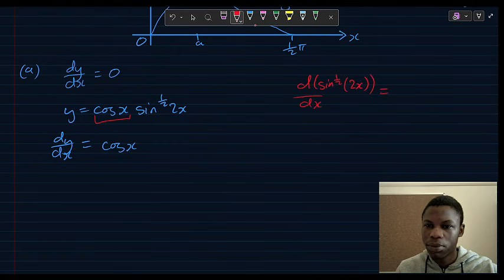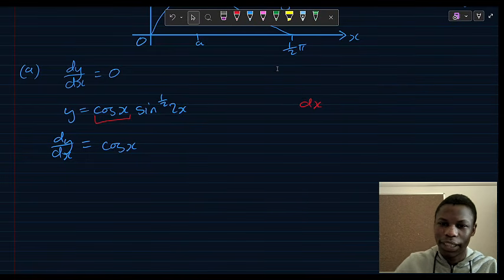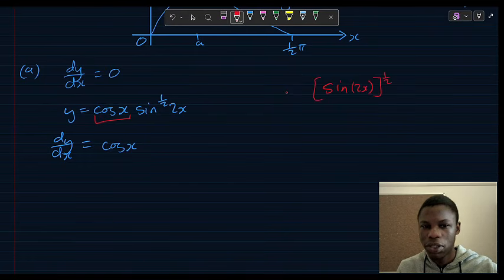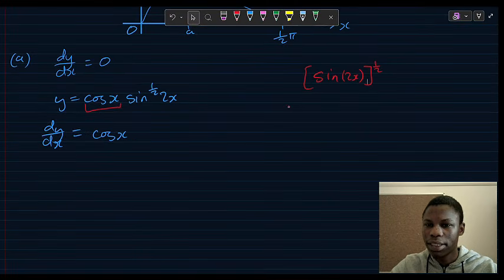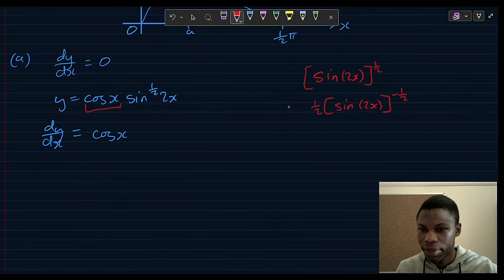So start with the outer function. Let's ignore the notation, actually. It makes things a lot more complicated. We've got sine of 2x, and this is all being raised to the power half. So let's start with the outer function. Bring down the half, sine 2x. Subtract 1 from the power, so half minus 1, you get minus half.